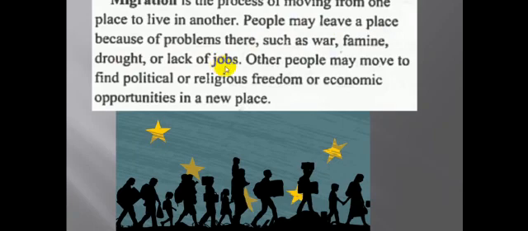jobs. So if I ask you, why do people migrate from a place to another? Why do they move from a place to another? You will tell me because of war, famine. Famine means hunger or the lack of food. There is not enough food. Drought, lack of water, and the last thing is lack of jobs. If you are living in a place where you can't have a normal job, or generally a job, of course you will migrate to another place.